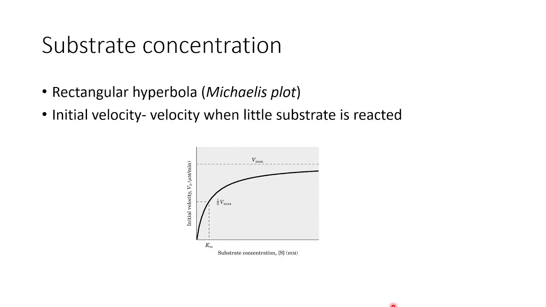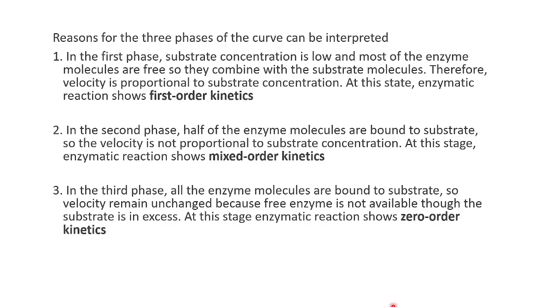Now, substrate concentration is basically indicated by a rectangular hyperbola, the initial velocity when little substrate has reacted. The reason for the three phases of the curve is, in the first phase, the substrate concentration is low and most of the enzyme is free and unreacted, so the velocity is proportional to the substrate concentration, indicating first order kinetics, because when you add more substrate it reacts.